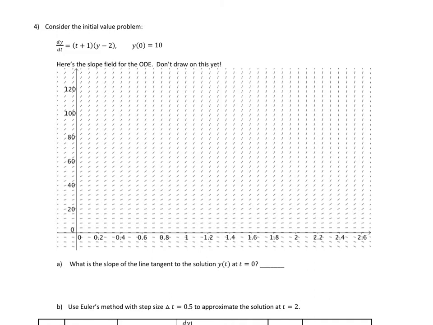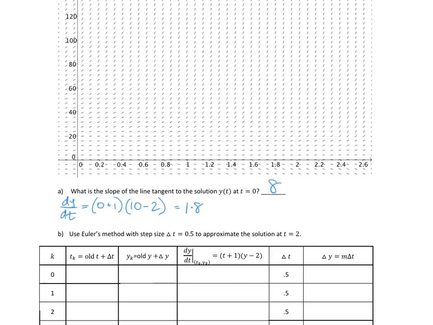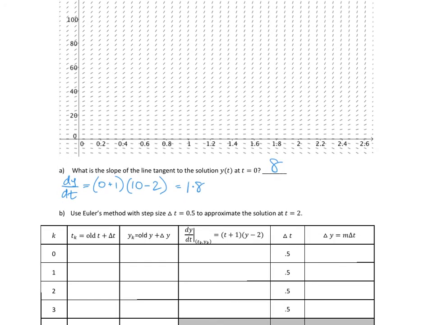I calculate that by looking at the formula for dy/dt. I'm going to put t equals 0 in, and then I have to put something in for y. I happen to know the y value when t is 0 is 10, so I can put a 10 in for y. So that's going to be 1 times 8, 8. Now I'm going to use Euler's method with a step size delta t equals 0.5 to approximate the solution at 2.